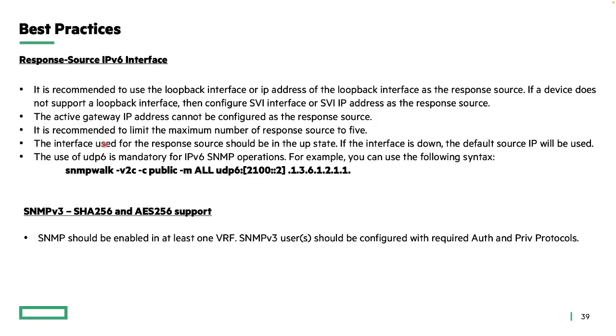For SNMP version 3, 256 SHA and AES, SNMP should be enabled in at least one VRF. The SNMP version 3 user should be configured with the required authentication protocols, right? Of course.